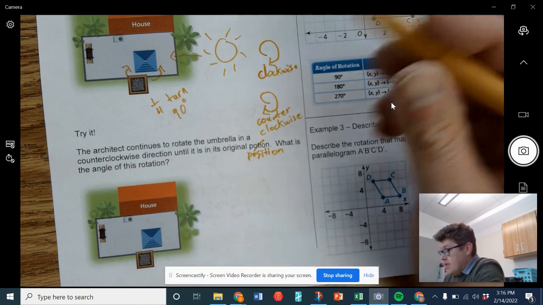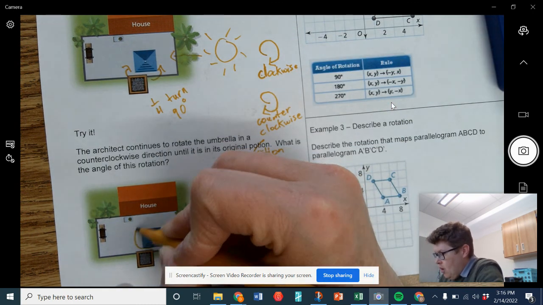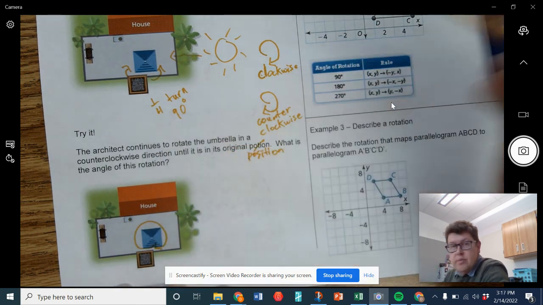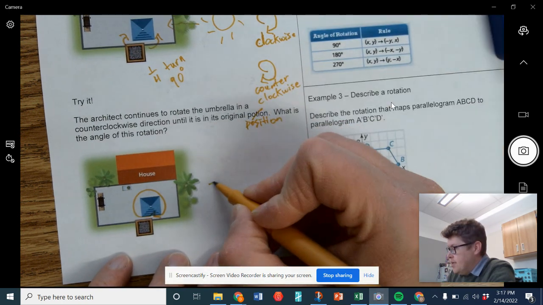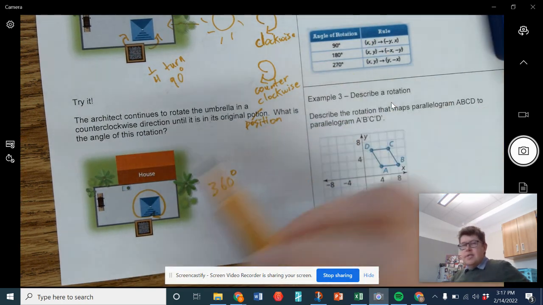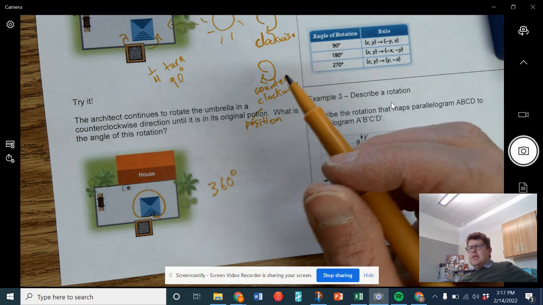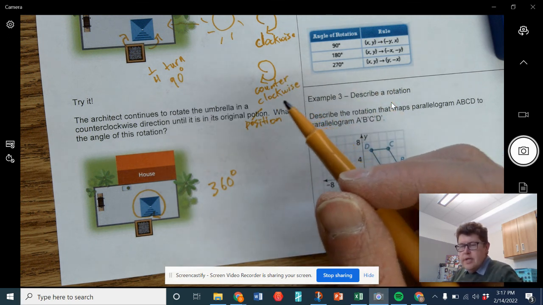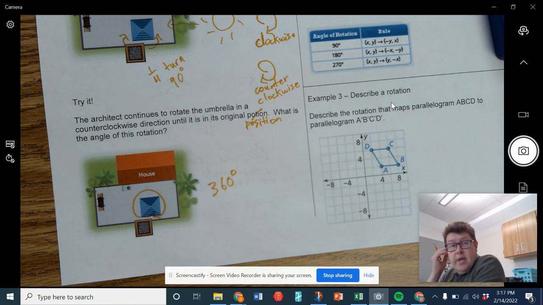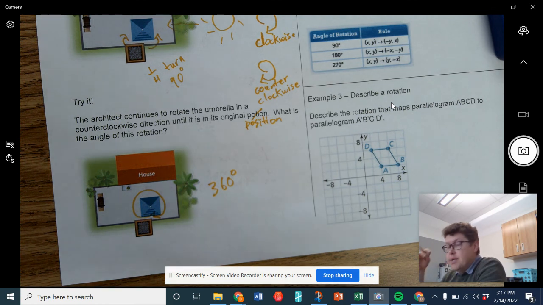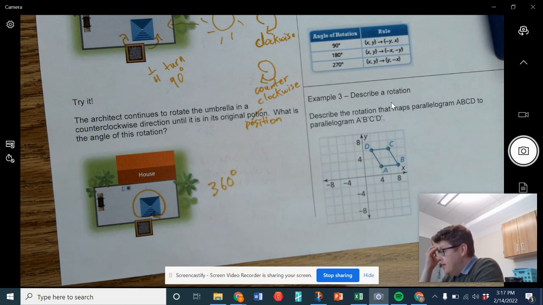What is the angle of this rotation? Well, if we just rotate it all the way around back to the original position, right? We talked about this a little bit. That's 360 degrees, which doesn't really do anything to change it, right? It just returns it to its original position. So yeah, a full rotation all the way around is 360 degrees. So that's the idea here.